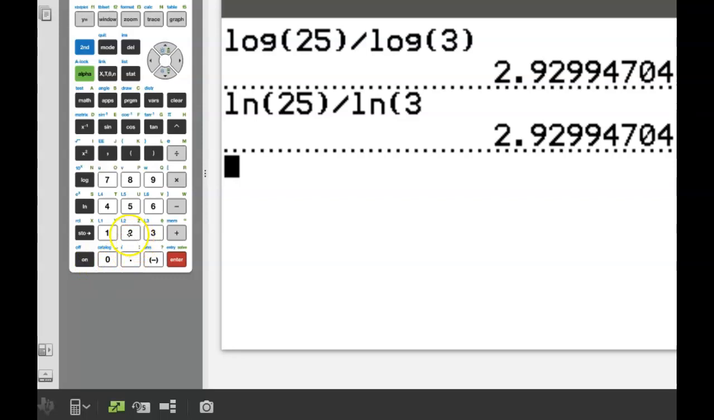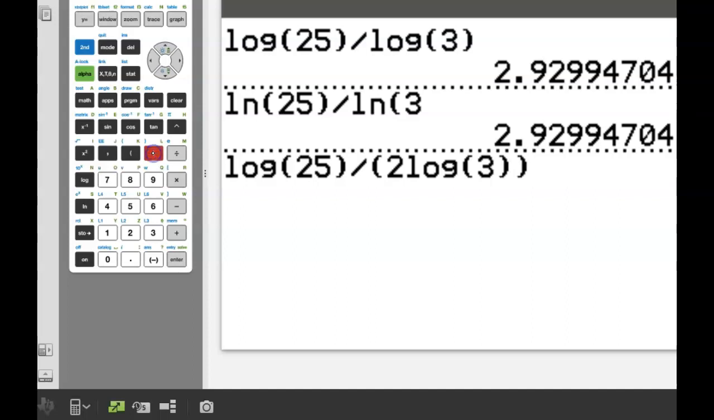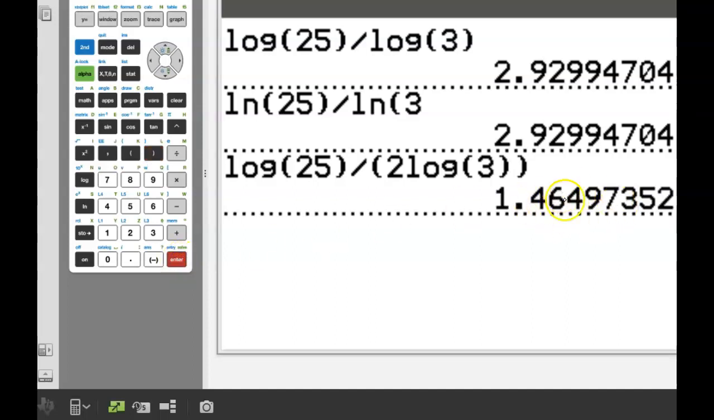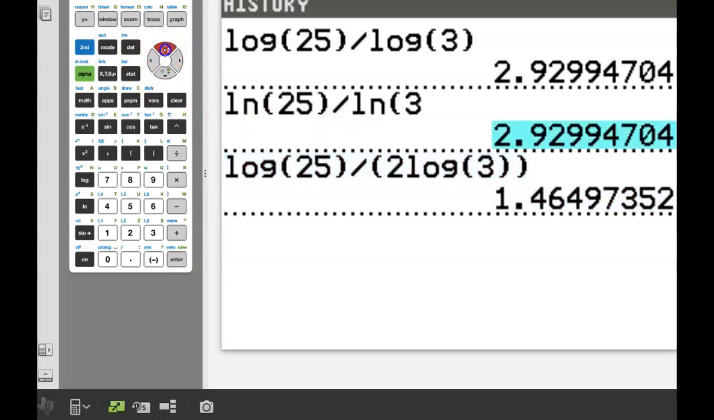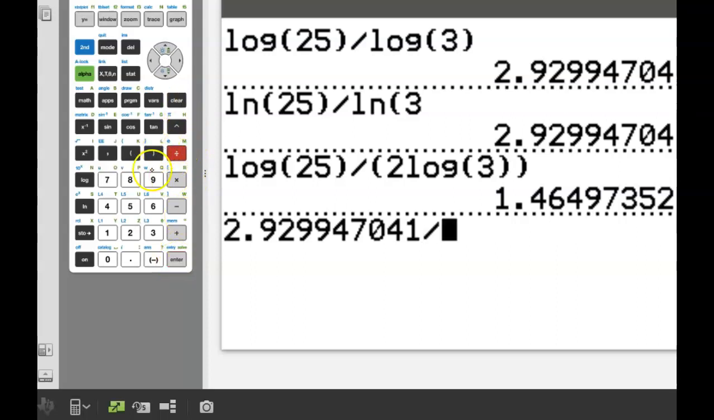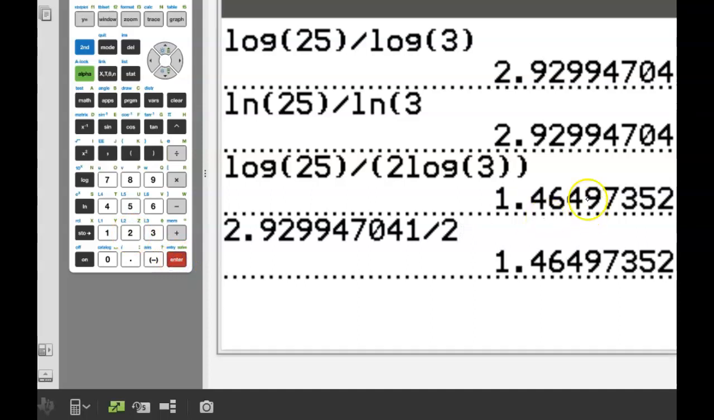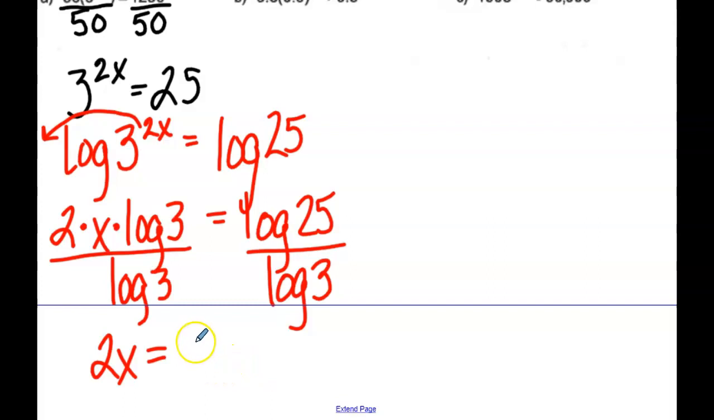Now, when I said you would need parentheses, I really don't suggest you do them this way. But if you did the log of 25, and then you said I'm going to divide that by, and you did both 2 and the log of 3 in the denominator, this is the answer we're going to get, because we're going to take what we got up here, yes? And isn't that 2x? On our paper, we have equals 2x. So we're going to divide that by 2. We could have done it all at once, but I'm not a fan. I just think we're going to mess up our parentheses, okay?